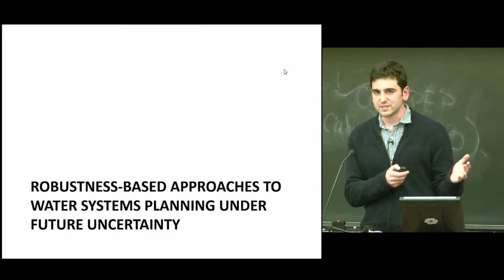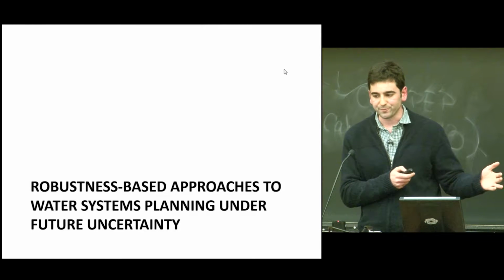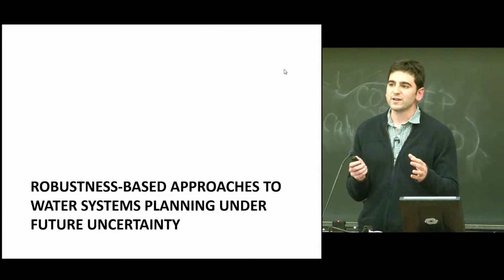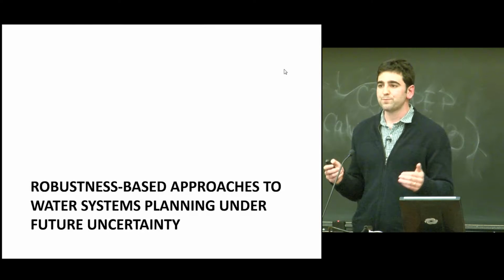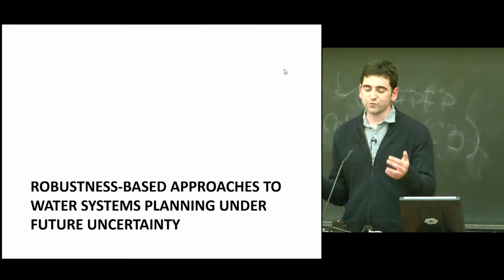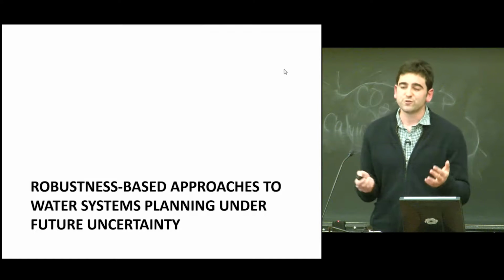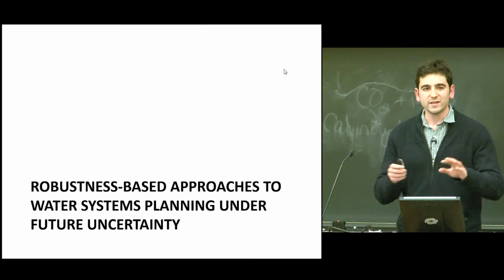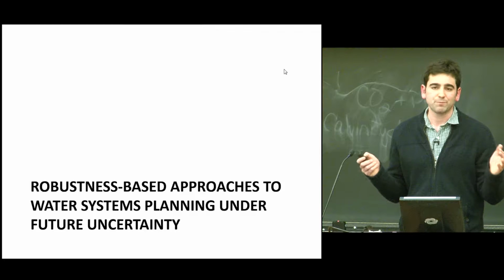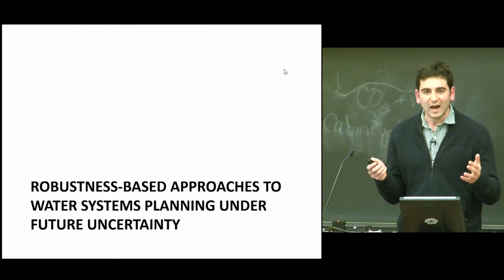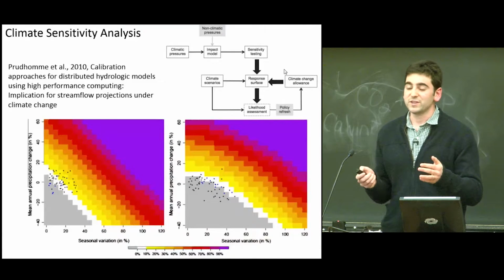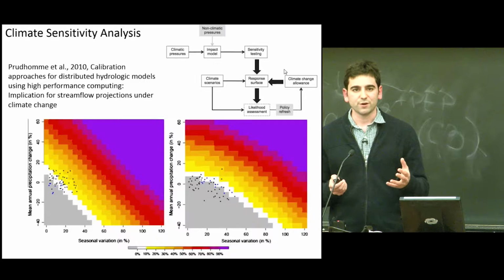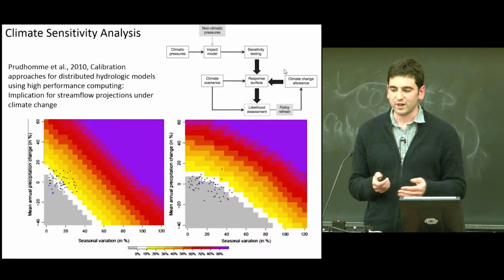And there's been a shift recently for how we do this water system planning, and that's been towards robustness-based approaches. And so the idea here is instead of trying to optimize your system for an expected change coming to you, what you're really trying to do, or what you maybe should be trying to do, is find solutions that will work reasonably well for many objectives under a wide range of possible conditions. And this might seem obvious, maybe to some, but this isn't necessarily what people were doing. So there's been lots of development in this idea of robustness-based planning for water systems under climate change.